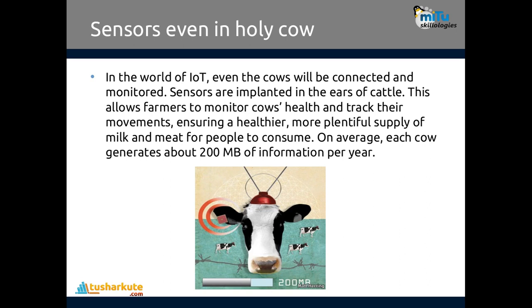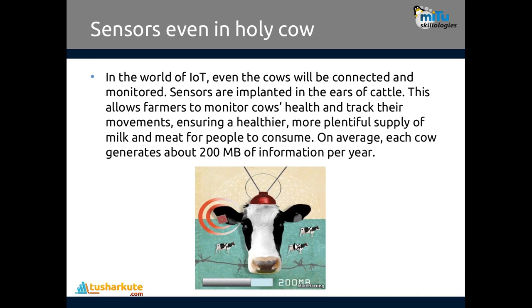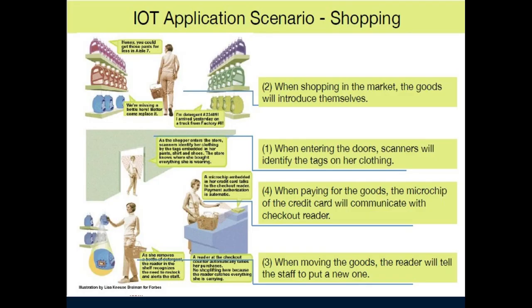Sensors even in a cow, that's also possible. See, in the world of IoT, even the cows will be connected and monitored. Sensors are implanted in the ears of cattle. This allows the farmer to monitor the cow's health and track its movement, ensuring a healthier, more plentiful supply of milk and meat for people to consume. On average, each cow generates about 200 MB of information per year. You can see this one, taken from Matt Harning. You can connect sensors in the cow, and health monitoring of the cow is possible with this IoT system.